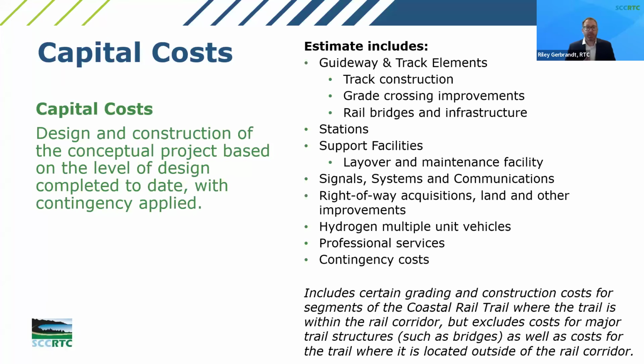So when we look at cost estimates, there's two types of cost estimates that our project study has considered. First are the capital costs, and we'll go through what those mean here. And then secondly are the operations and maintenance costs, which will come later in the presentation this afternoon. So first, the capital costs are the design and construction of the project, the physical project itself.